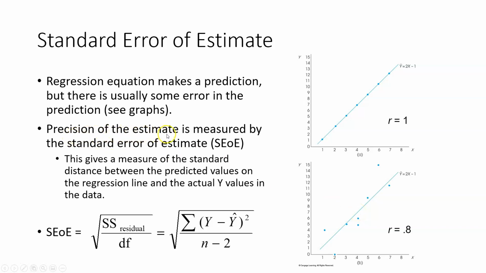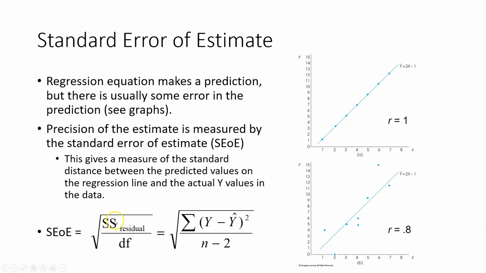So the precision of the estimate is measured by an equation that we call the standard error of estimate, SEOE, standard error of estimate. This gives a measure of the standard distance between the predicted values on the regression line and the actual y values that exist in the data. So this is the concept that I've been articulating many times before, where the y actually falls versus where the y was predicted to fall. That distance right there is computed, the average distance is computed by the standard error of estimate.